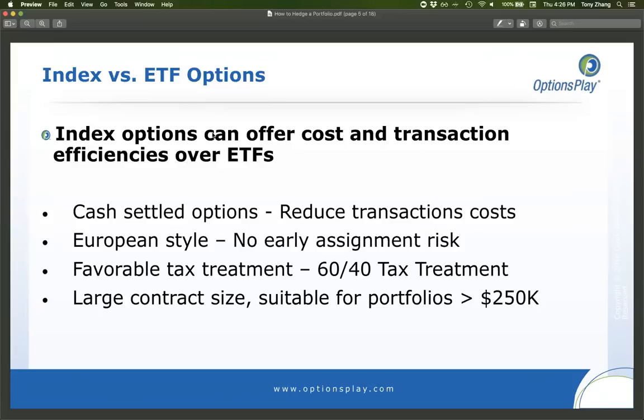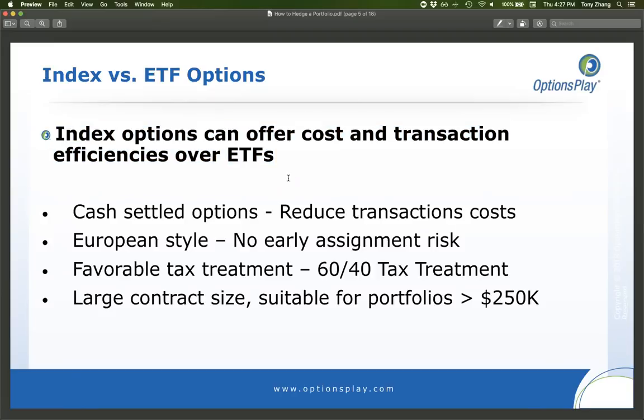So with respect to buying portfolio insurance, what you're doing is you're buying a put option. And the question is, what do you buy a put option on? And the two main categories of put options that you can buy are index and ETF options. Index options, in my opinion, can offer you some cost and transaction efficiencies over ETFs. However, index options typically are very large, so they're only suitable for relatively large portfolios.